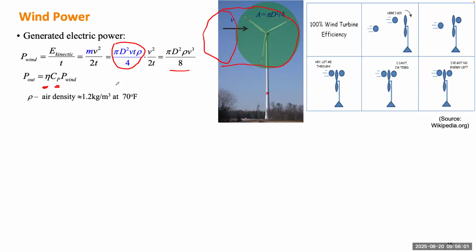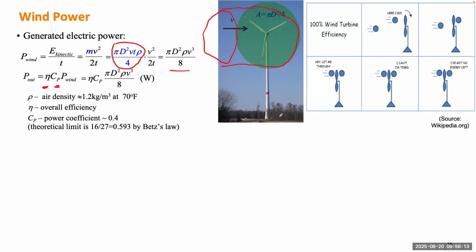And you also cannot just stop all the air to make a vacuum on the other side. So that theoretical limit usually is about 0.4, 40%. There's a theoretical calculation based on the Betz law, so the value is about 0.593, or around 60%. That is the theoretical limit, no matter how you design the wind turbine. But in reality, usually that coefficient is 40%, 0.4.